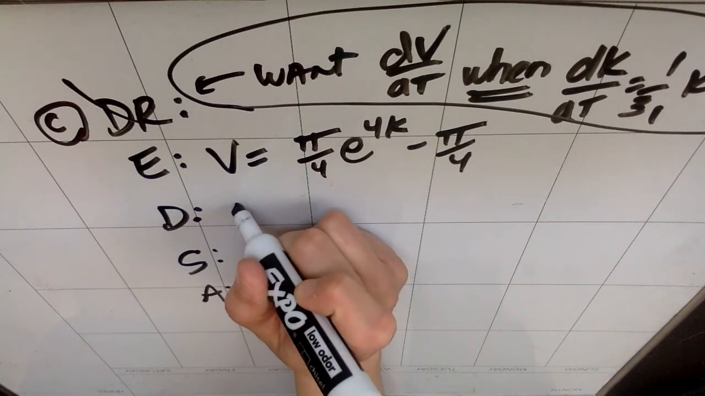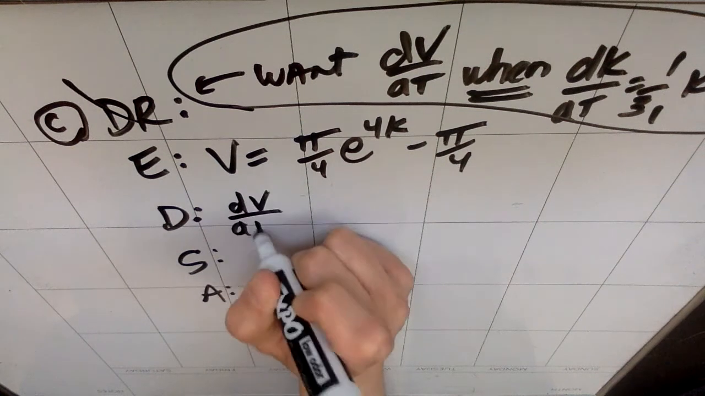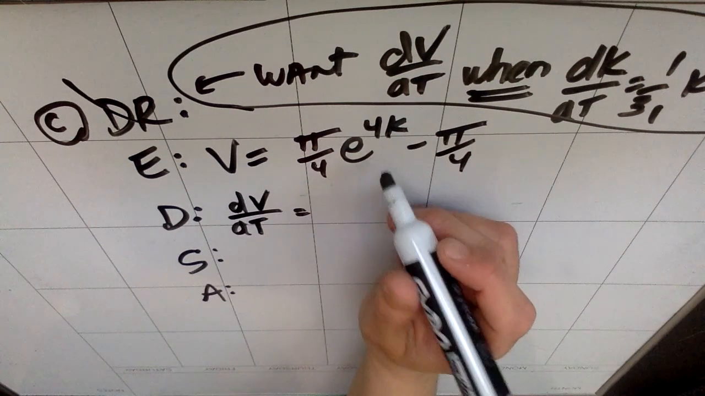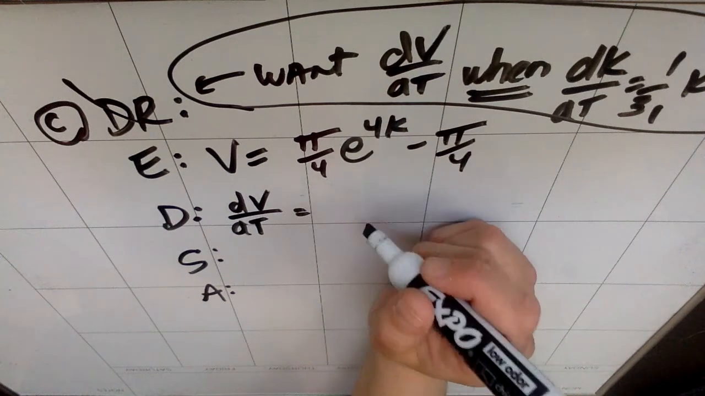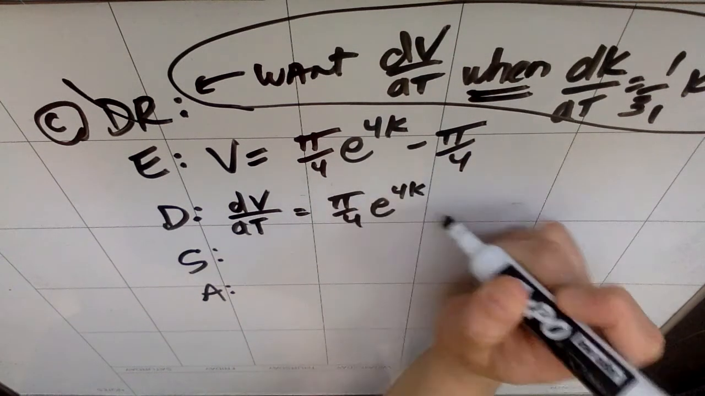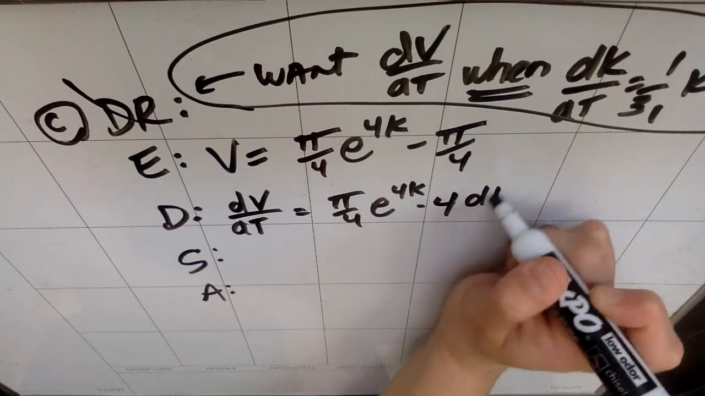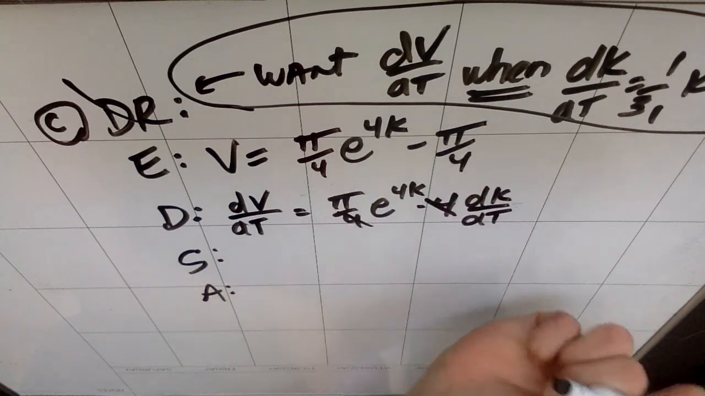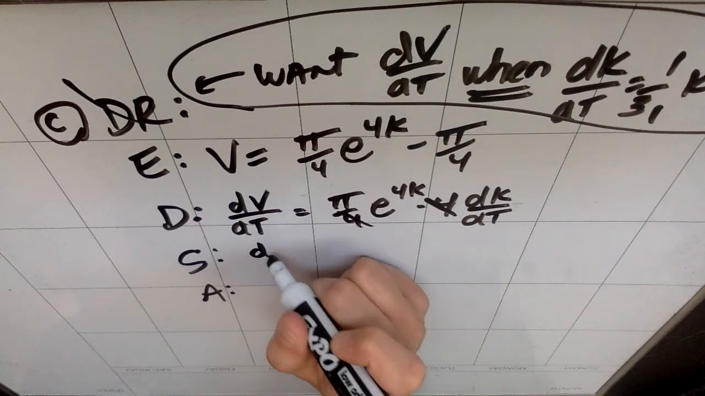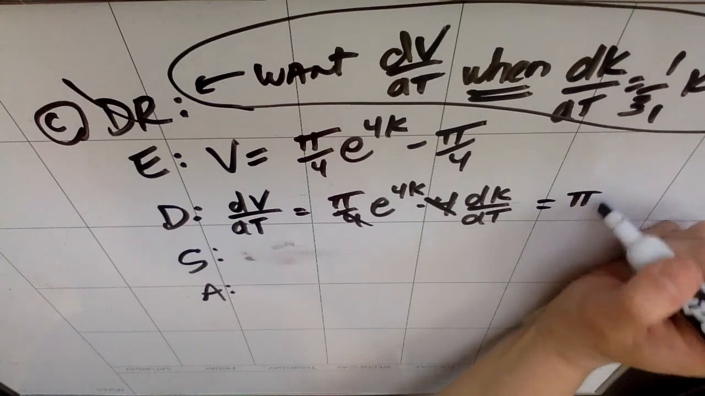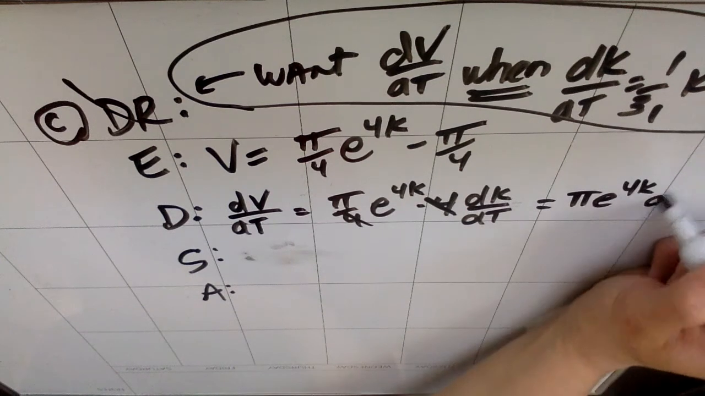So we're going to go ahead and derive this with respect to time. Well, the derivative of this with respect to time is dV/dt, which is the thing I want anyway, equals, when I derive this guy with respect to time, right? When I derive e to the stuff, I'm going to get e to the stuff. So there's this pi over 4 sitting in front times e to the stuff times the derivative of the stuff, which is going to be a 4 dk/dt, because I'm deriving something that's not t. I can go ahead and cancel the 4s. So if I clean this up a little bit, I get that dV/dt is equal to pi times e to the 4k times dk/dt.